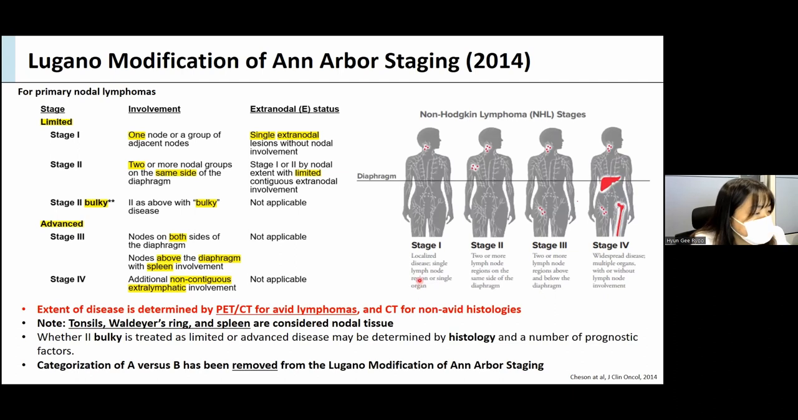We should also consider that the tonsil or Waldeyer's ring and spleen are considered nodal tissues. And as I explained in the previous slide, the previous staging system used the suffix A or B or X, but in the Lugano modification of Ann Arbor staging, these suffixes are removed. So we are no longer using these suffixes.